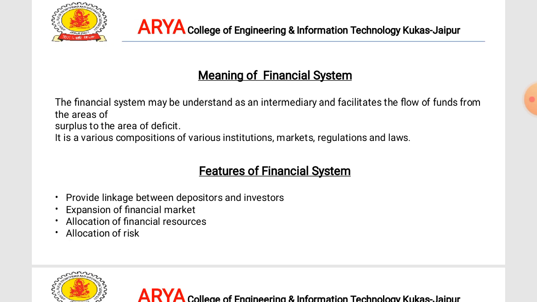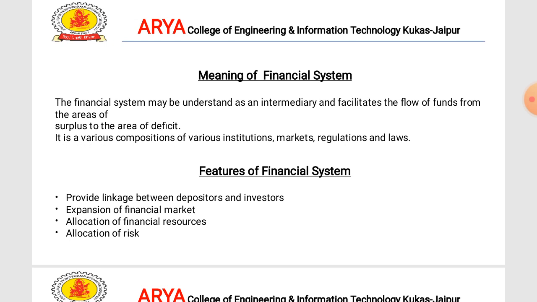The third one is allocation of financial resources. Financial system promotes efficient allocation of financial resources for socially desirable and economically productive purposes. And the most important feature of financial system is allocation of risk. One of the most important features of a financial system is to achieve optimum allocation of risk bearing.